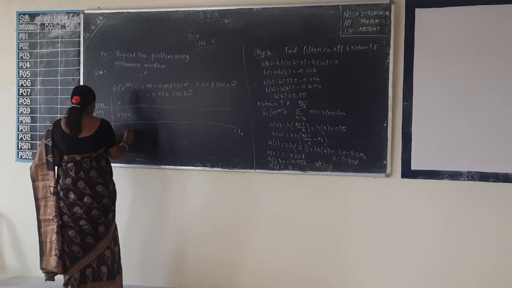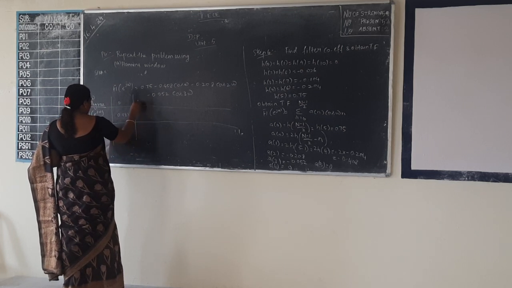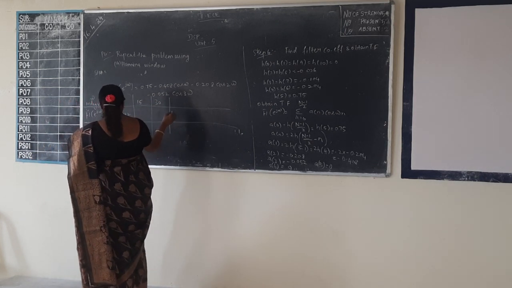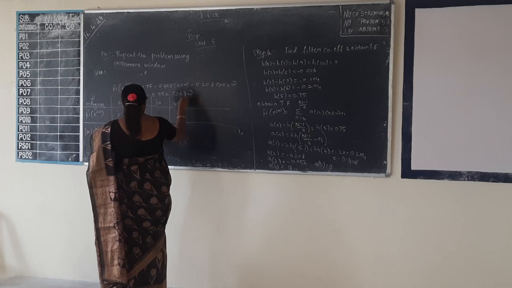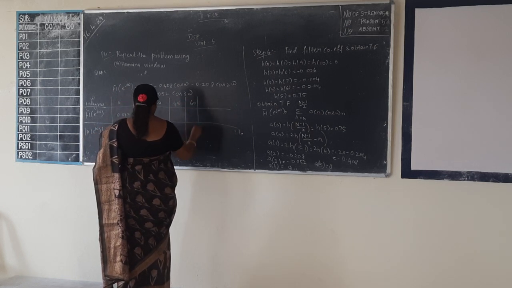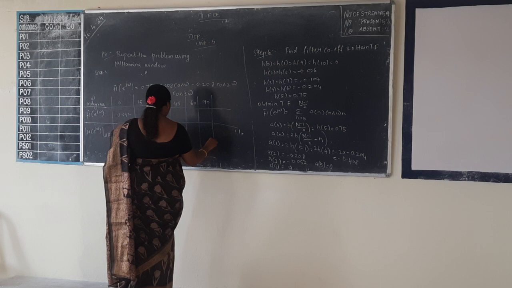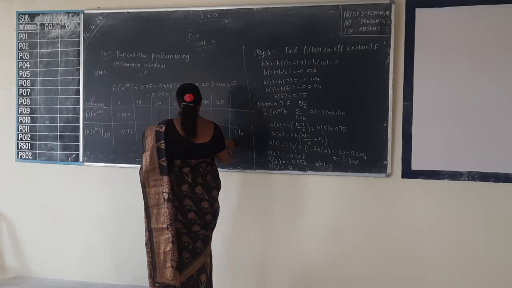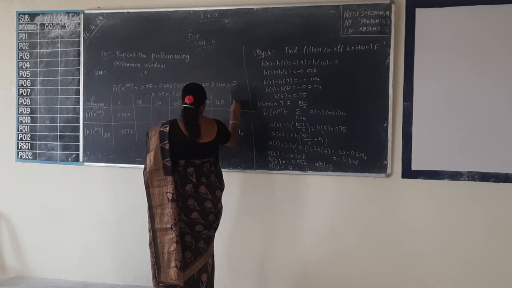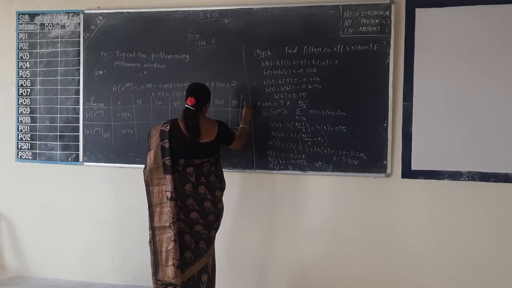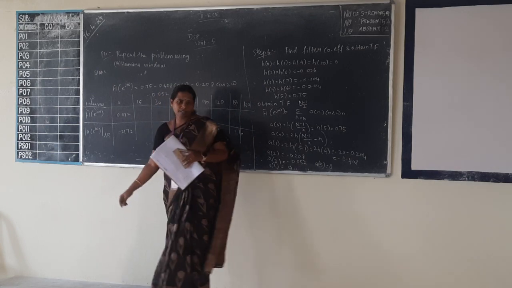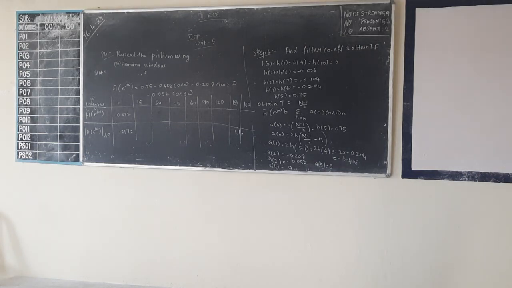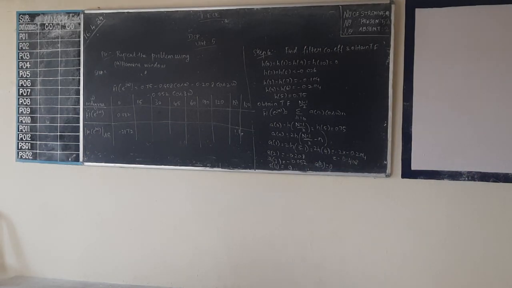Minus 21.72. So then we find it for 30 and tell me the answer. So everyone complete this. In terms of degrees only we are going to calculate. So 30 degree, 60 degree likewise, and plot the graph.